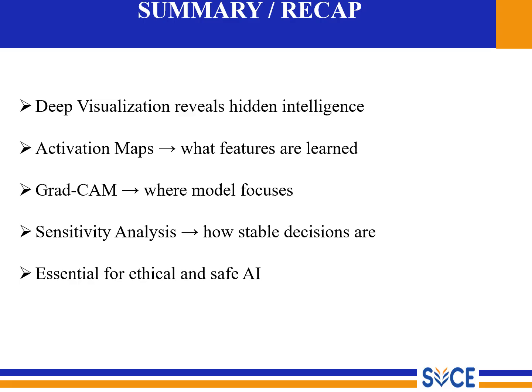Let me give you a simpler example. Suppose you upload a photo of your face into a face recognition system. The AI predicts your identity. Now, using the activation map, we can see which part of the face the model is focusing on: eyes, nose, mouth. If the model is focusing on the background instead of facial features, then the system is not reliable.